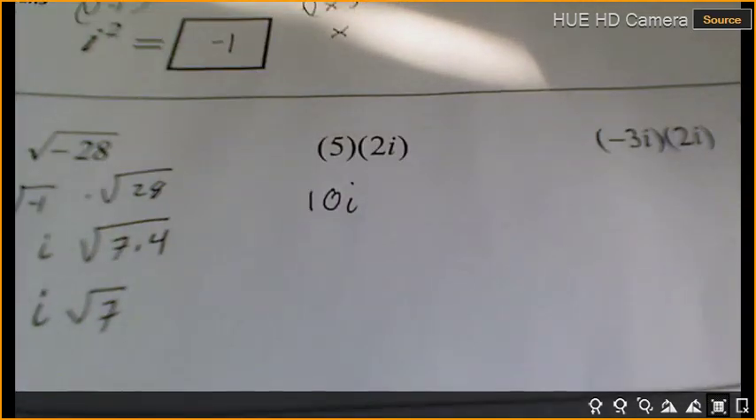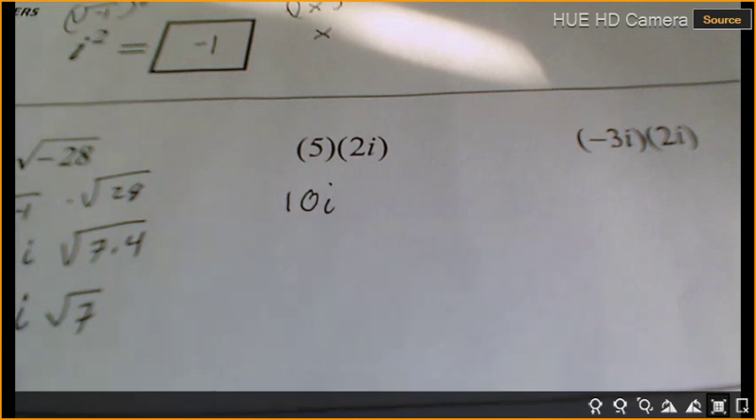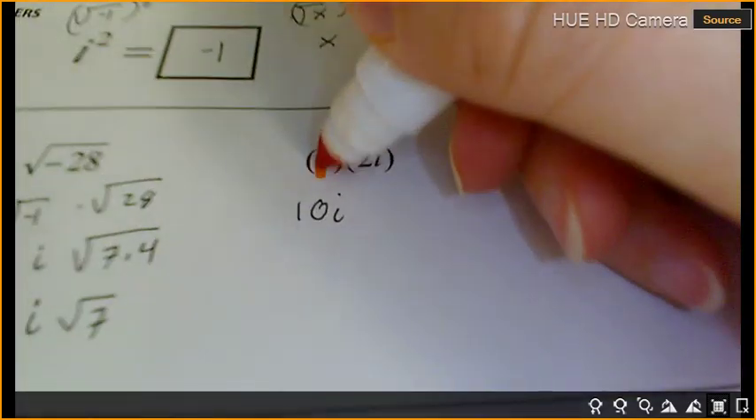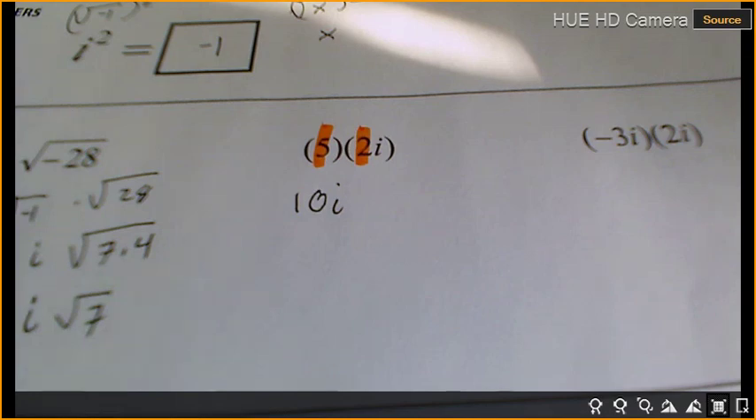So here it's a little bit harder. I'm waiting because I want to make sure people are caught up. I just took the numbers that have no i's and multiplied them together. And then I put the i at the end.